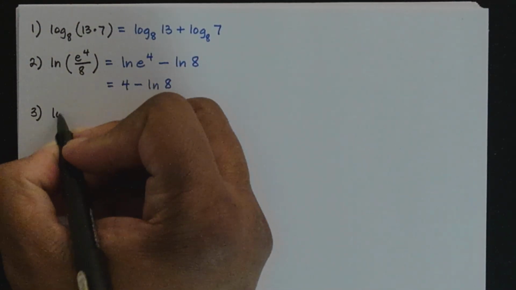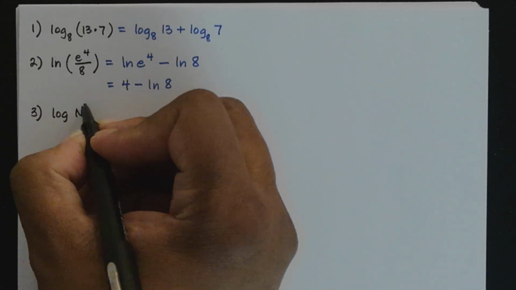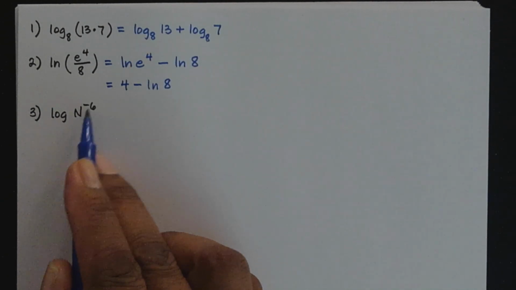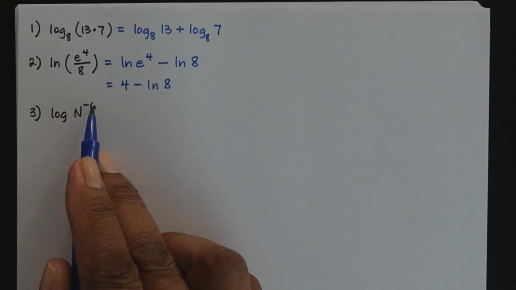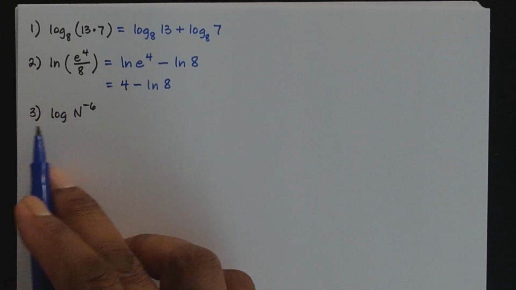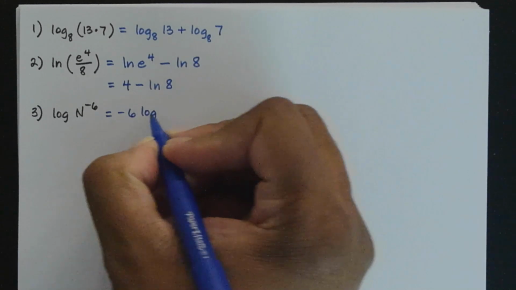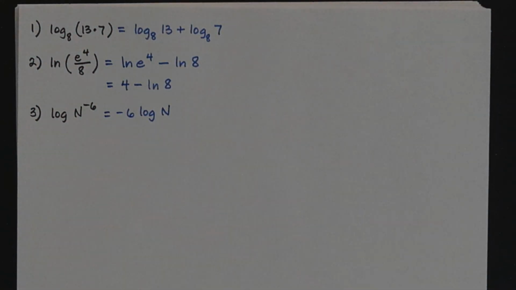Number 3, here I got the log of n to the negative 6 power. What rule can be used here? It's either the product or the quotient or the power rule. Power rule, because notice that the n is raised to the negative 6 power. That means I can expand that by pulling that exponent in front of the logarithm. So that negative 6 will go in front of the log of n. And that's all there is to it.